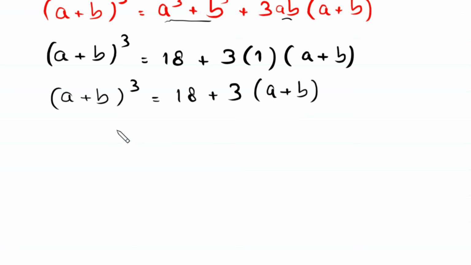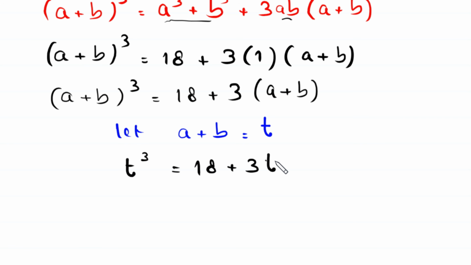and we suppose that let a plus b equal to t. So this equation will become t cubed equal to 18 plus 3 times t. Move these two terms to the left hand side, the equation will become t cubed minus 3 times t minus 18 equal to 0.